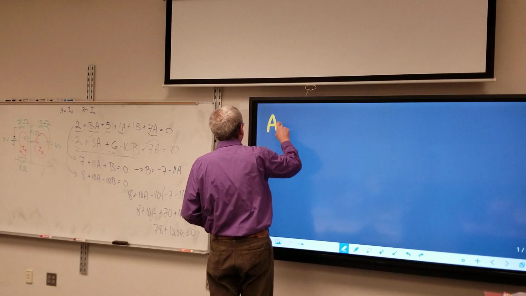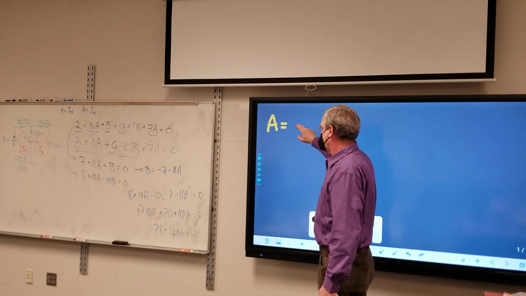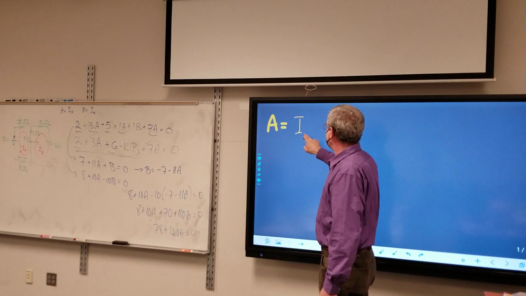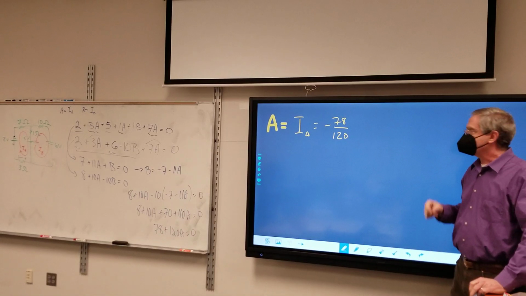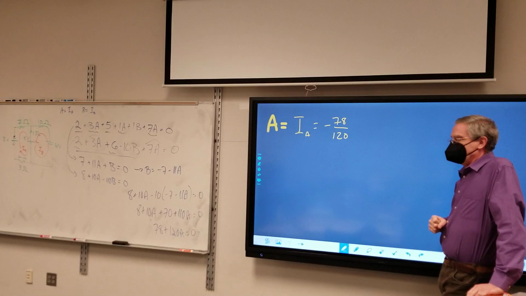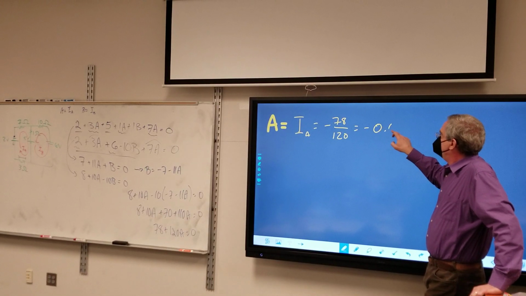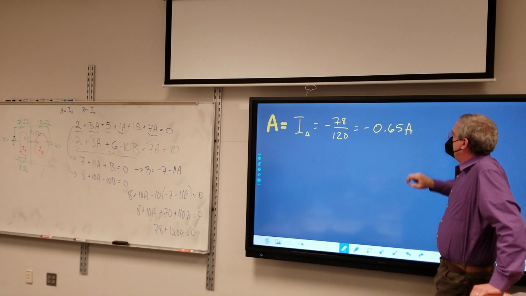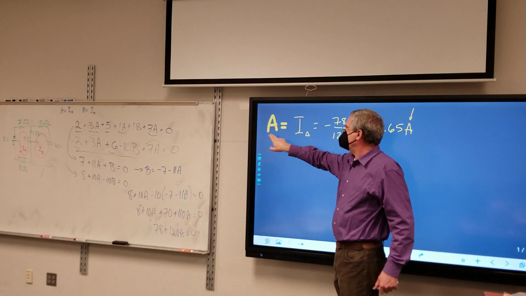And we end up with A, which is I sub A, equal to negative 78 120ths. Unless there's a careless error, which, you know, these problems really love. Negative 0.65 amperes. So this is a unit right here, and this is just a shorthand for I sub A.